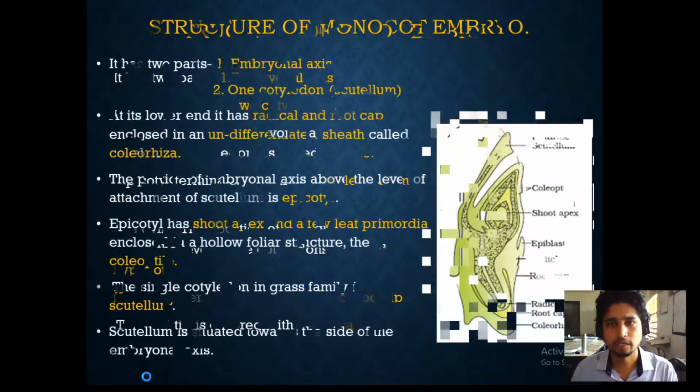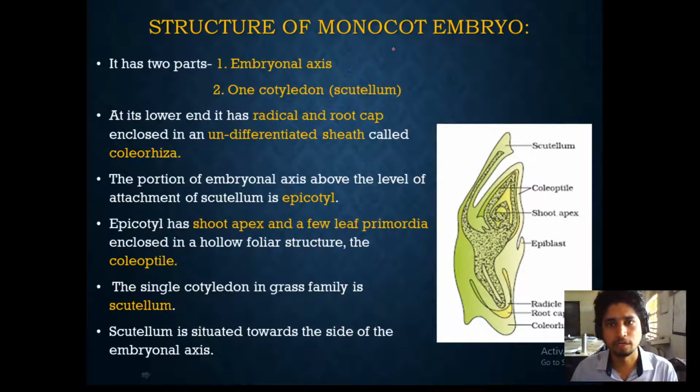Going on to the next kind of embryo, the monocot embryo. In monocot, mono refers to one and cot refers to cotyledon. So the monocot has only one cotyledon, and the rest of the part, the embryonal axis, is the same as in the dicot embryo. The single cotyledon is called the scutellum, and this scutellum is present on the side of this embryonal axis.